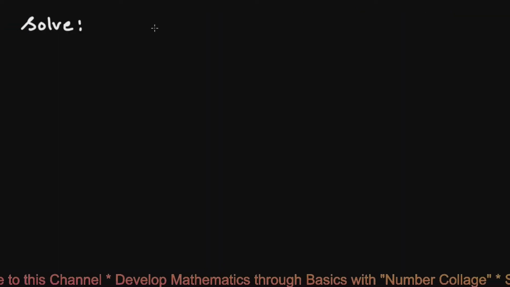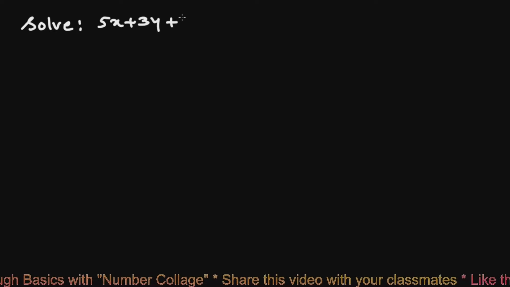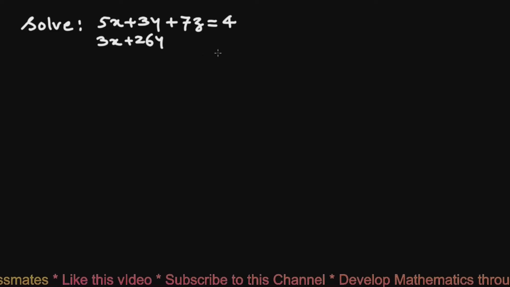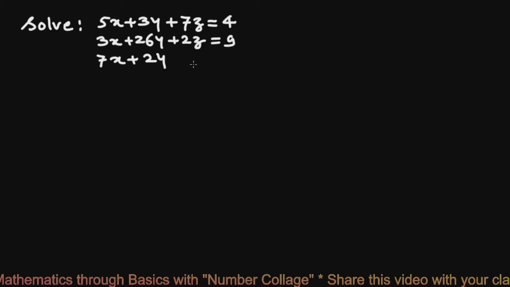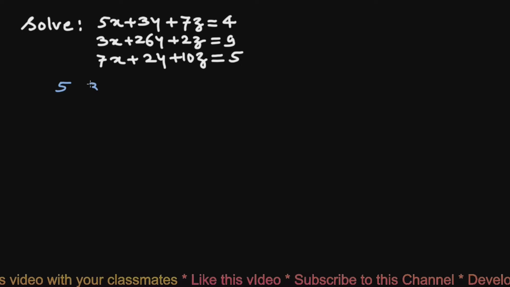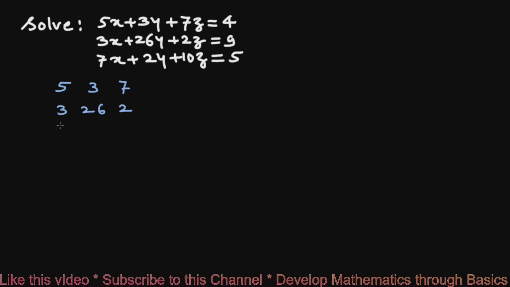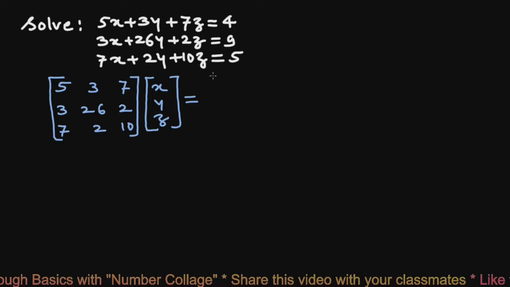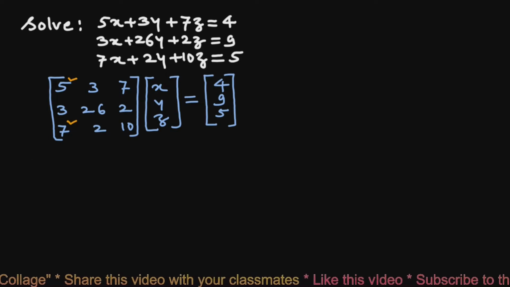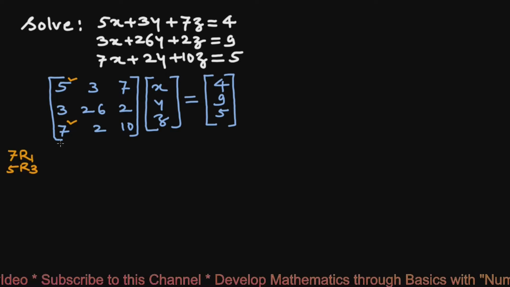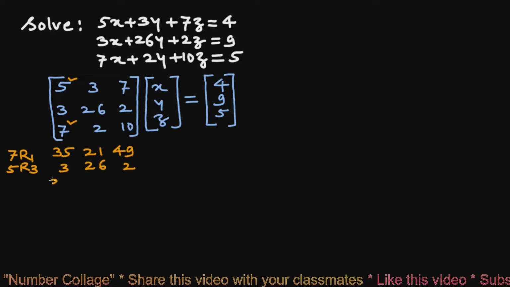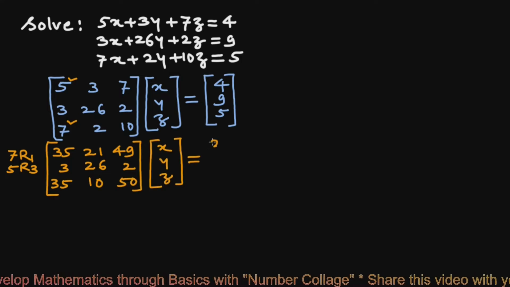Solve non-homogeneous equations: 5x plus 3y plus 7z equals 4, 3x plus 26y plus 2z equals 9, 7x plus 2y plus 10z equals 5. Let us write these equations in the matrix form: 5 3 7, 3 26 2, 7 2 10 into x y z equals 4 9 5. Because of this 5 and this 7, let us perform 7 R1 and 5 R3. That gives 35 21 49, 3 26 2, 35 10, and the same operations on the right side give 28 9 25.